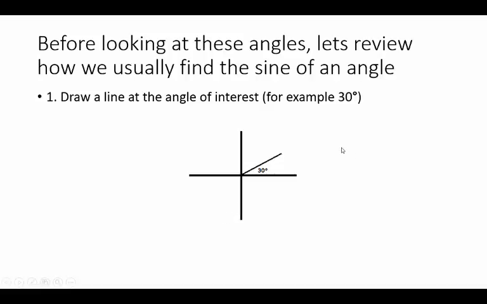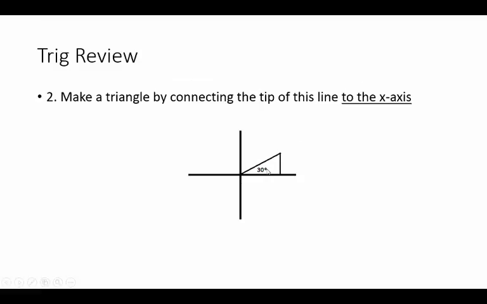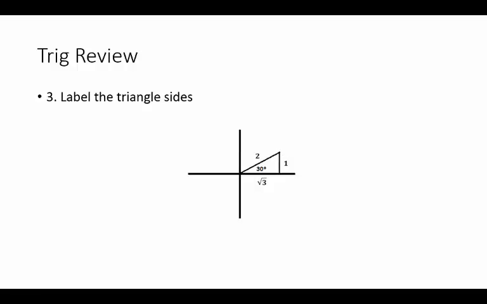So for this example, we'll be taking the sine of 30 degrees. The first thing we do is draw a line at our angle of interest. So here we have a line at 30 degrees. Second, we make a triangle by connecting the tip of our line to the x-axis. It is always the x-axis. Third, we label our sides. In this case, this is a 30, 60, 90 triangle, so the sides are labeled as such.